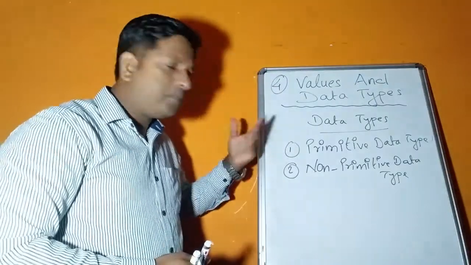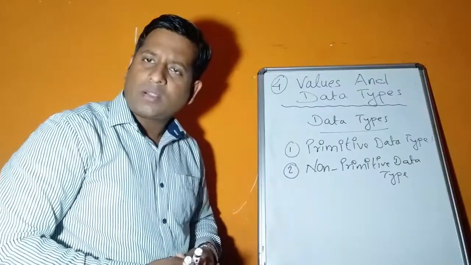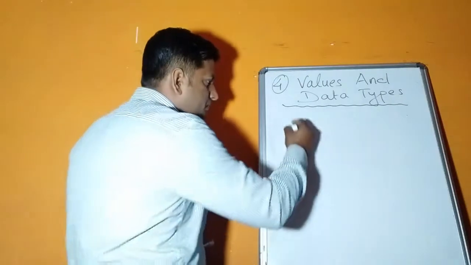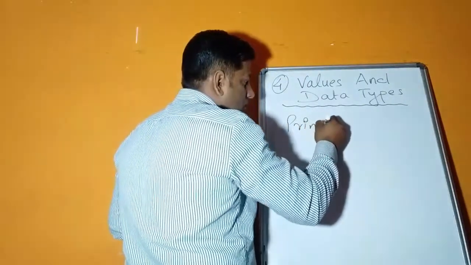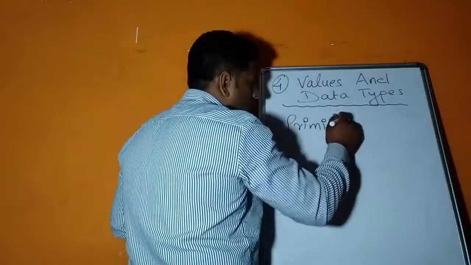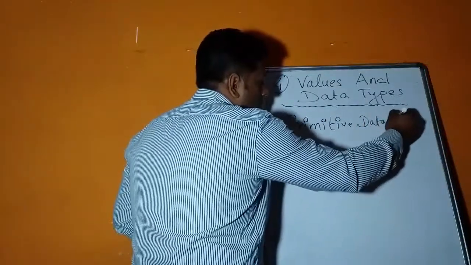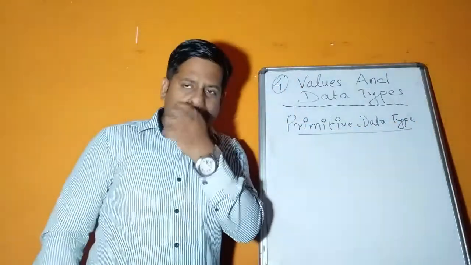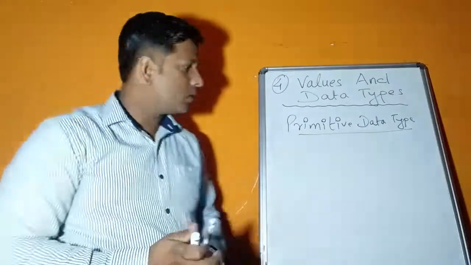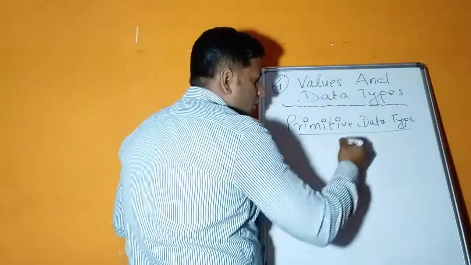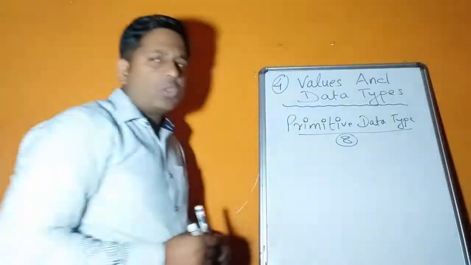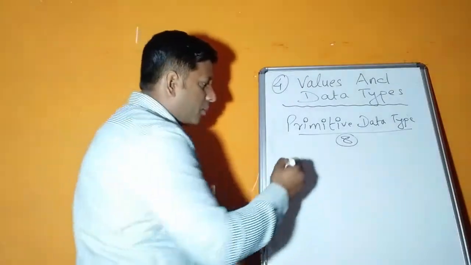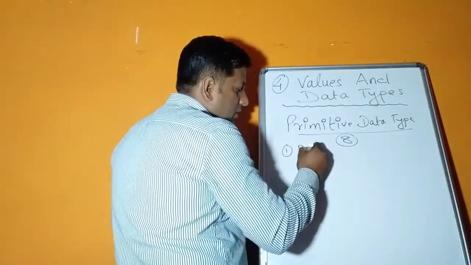So children, now let us go in brief through the primitive data types. Primitive data types mean inbuilt, predefined data types. There are basically 8 different types, so there are a total of 8 primitive data types. Remember this. Let me write, starting with the smallest one.